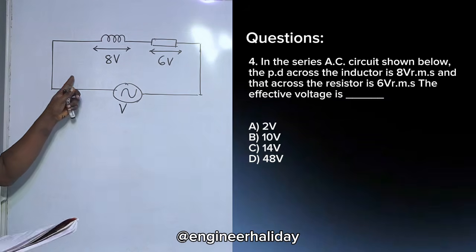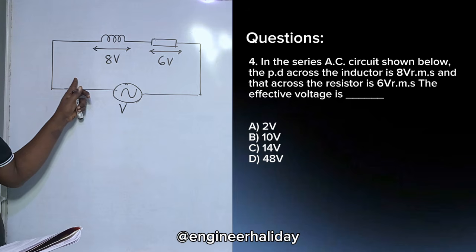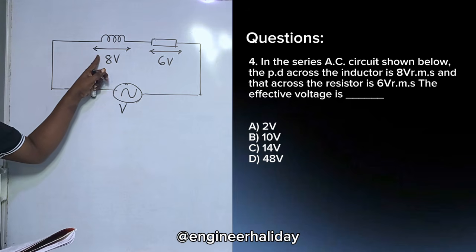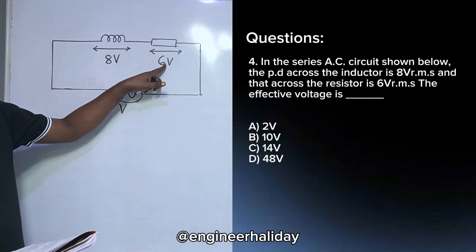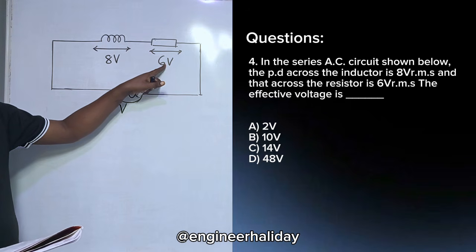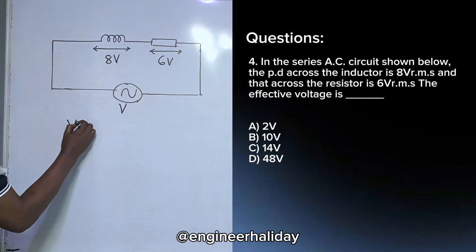Now we have to look at the diagram. They said in the series AC circuit shown below, the potential difference across the inductor is 8 volts, and that across the resistor is 6 volts. The effective voltage V is dash. We have to calculate this V.